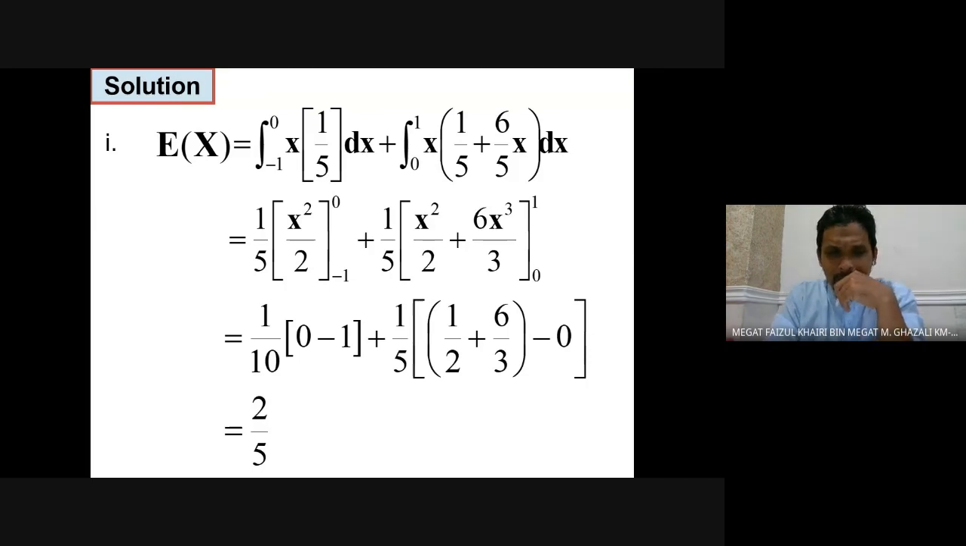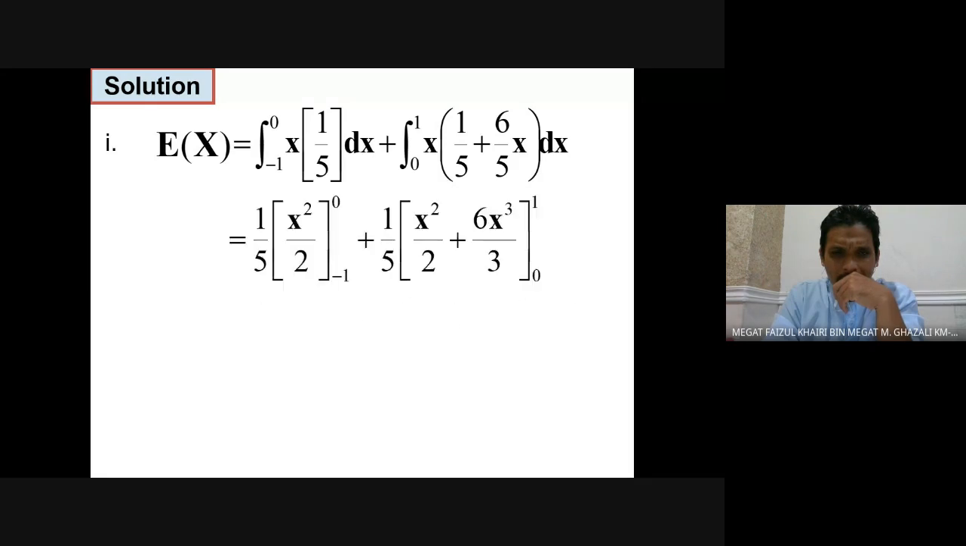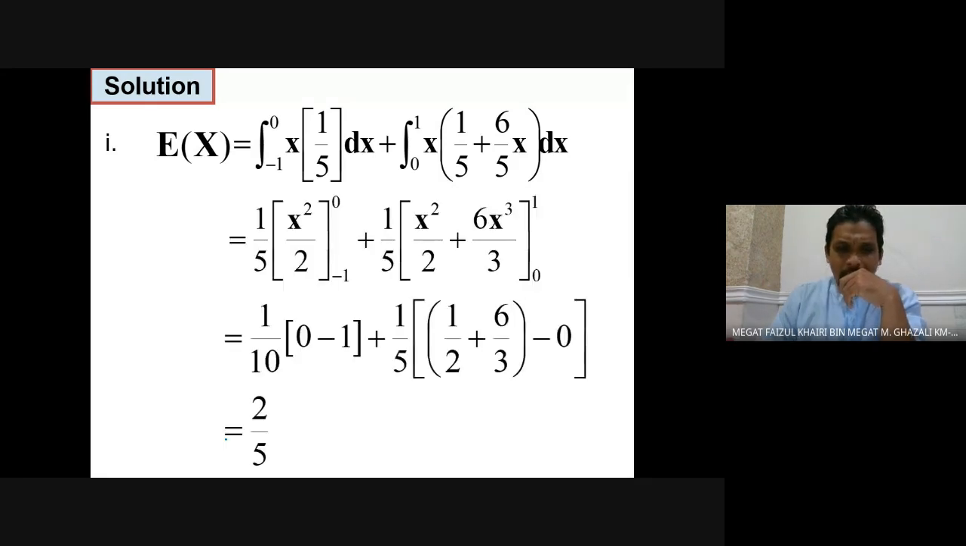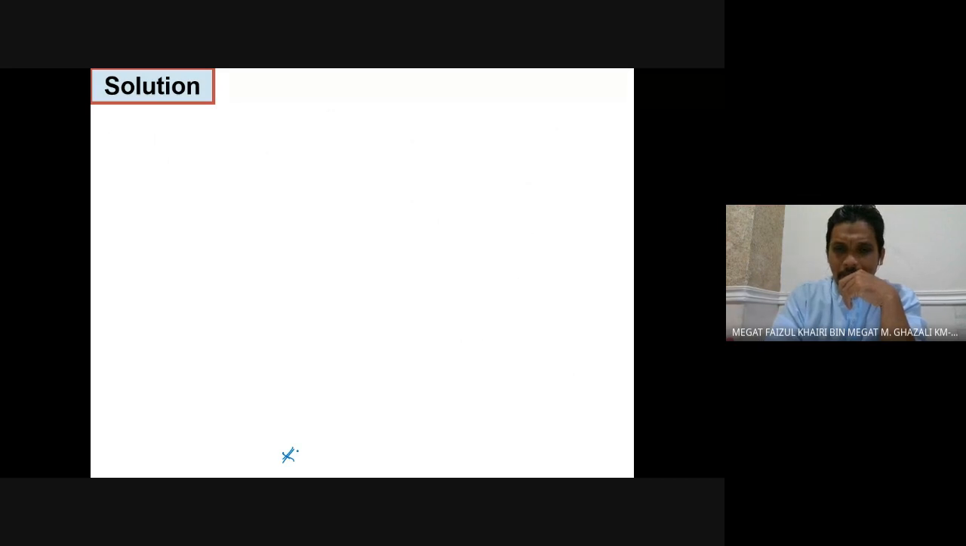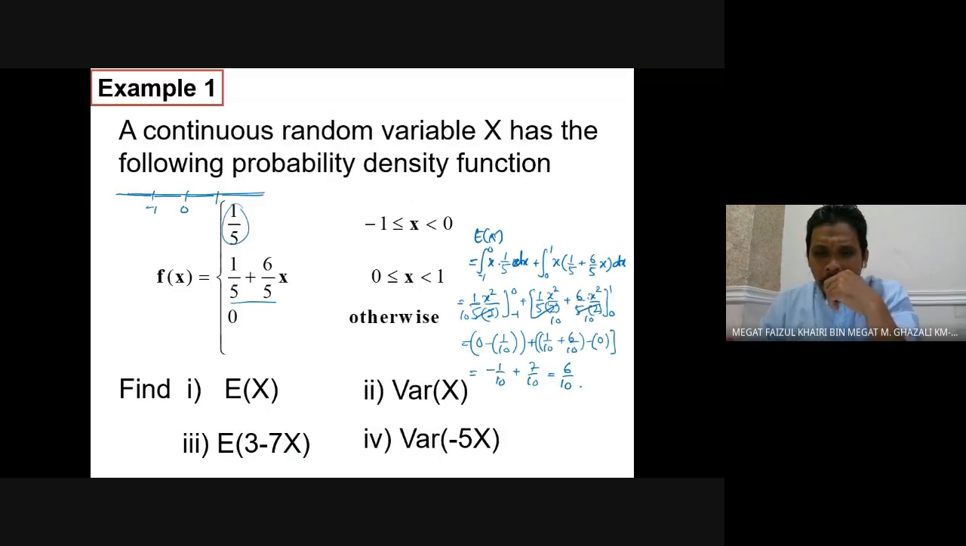Okay, ada saya silap tanda mana-mana ke? Please double check. Please double check mana saya silap. Okay, never mind. Yang ni kamu boleh check sendiri ya.